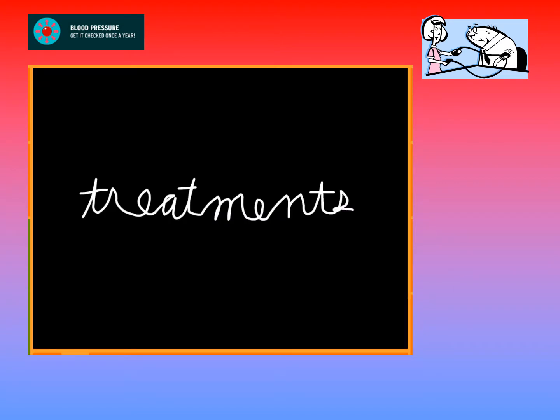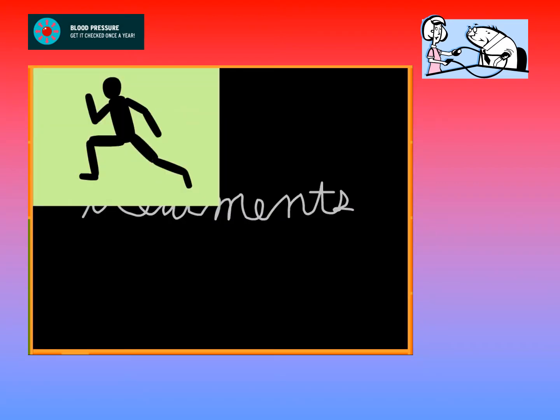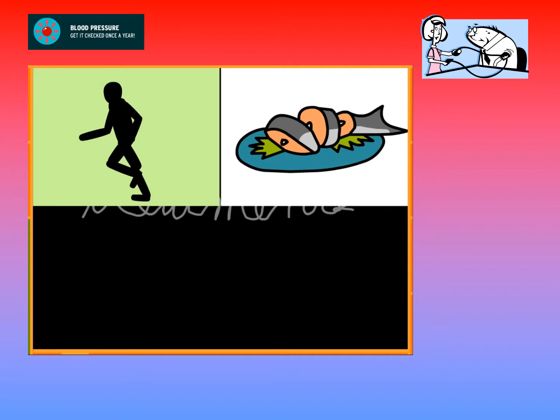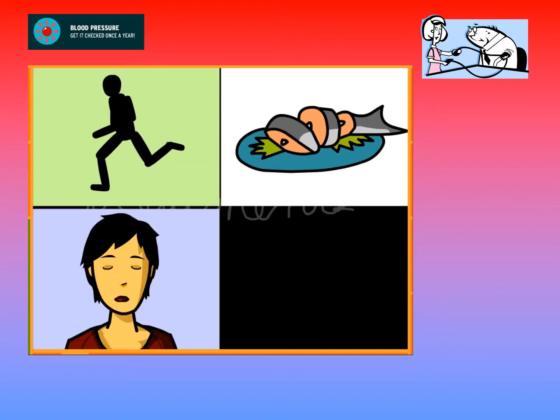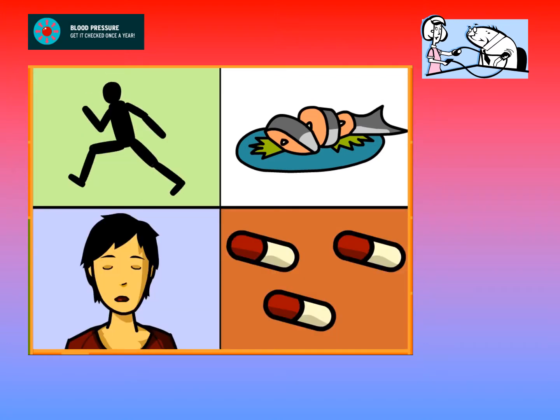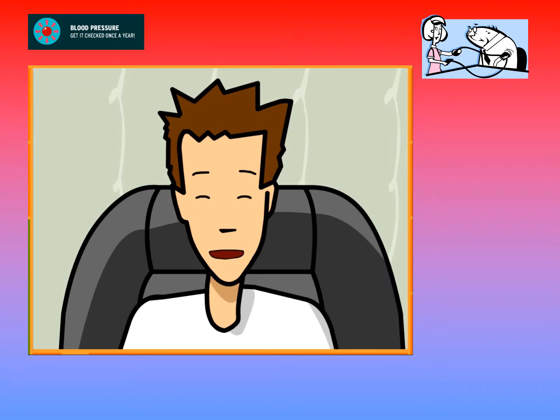But doctors know plenty of ways to treat hypertension, like getting regular exercise, low sodium or low fat diets, reducing stress, and medication. It's a good idea to keep track of your blood pressure no matter how old you are.